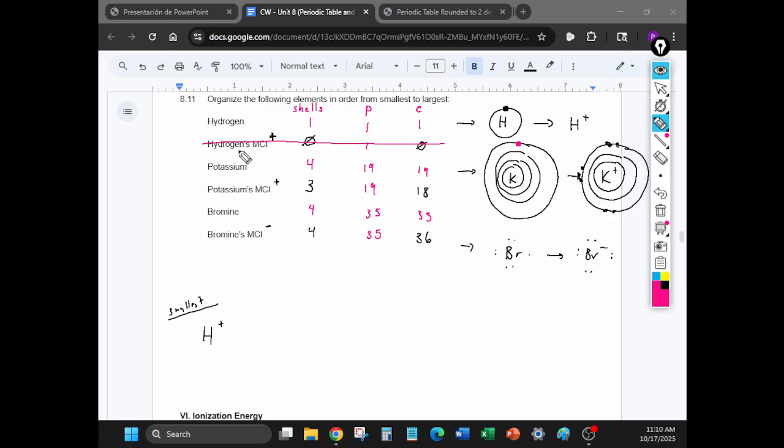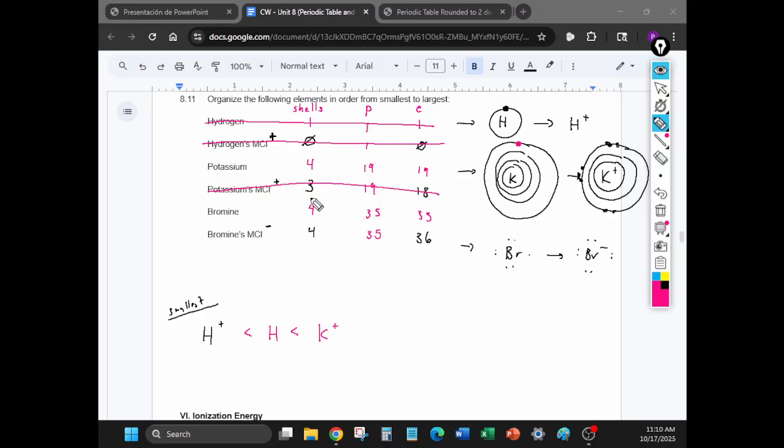All right, so in terms of the ranking, it's pretty simple from here. Let's go from H+. H+ had 0 shells. Which one is the next smallest? 1. Yeah, hydrogen, because it has 1 shell. So that's going to be our next. Okay, which one is the next smallest? 3, potassium's most common ion. Good. So K+.